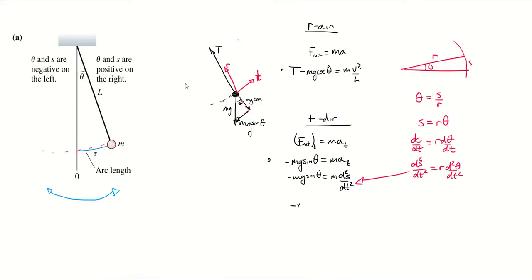And that gives me negative mg sine theta is equal to m times r, which in this case is just the length of that string, so mL times the second derivative of theta with respect to time. Doing a little bit of algebra, these masses cancel, and we have negative g over L sine theta is equal to the second derivative with respect to time of that position.